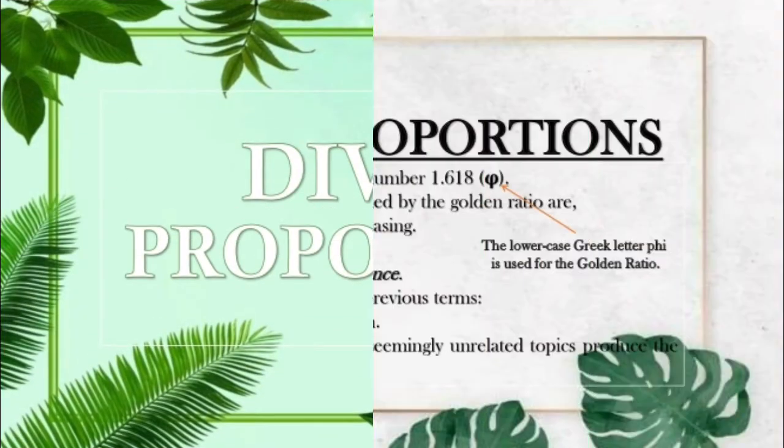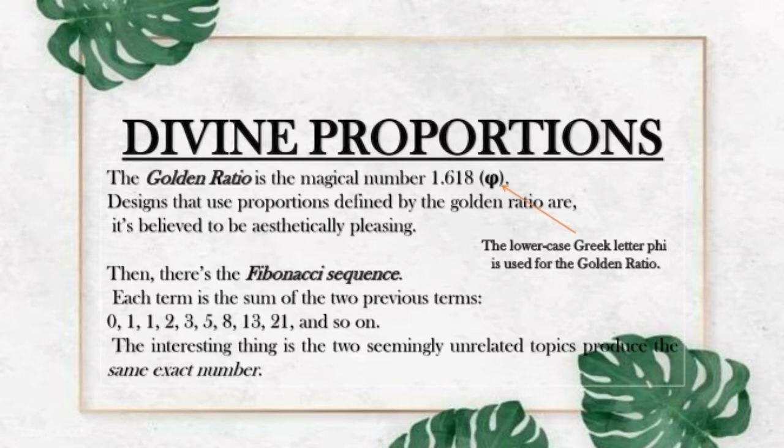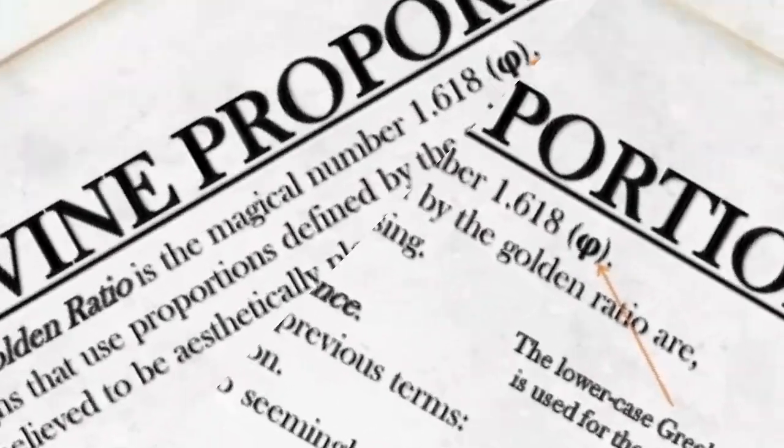Divine proportions, the golden ratio, is a magical number: 1.618. The Greek letter phi is used for the golden ratio. Designs that use proportions defined by the golden ratio are, it's believed, aesthetically pleasing. Then there's the Fibonacci sequence. Each term is the sum of the two previous terms: 0, 1, 1, 2, 3, 5, 8, 13, 21, and so on. The interesting thing is that the two seemingly unrelated topics produce the same exact number.